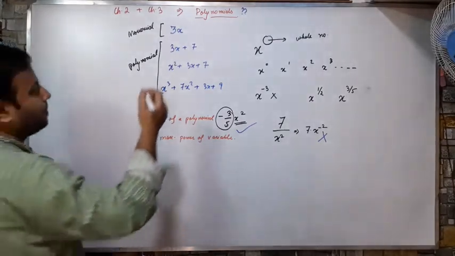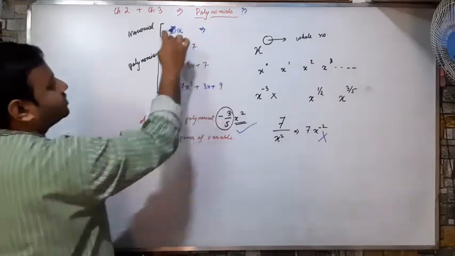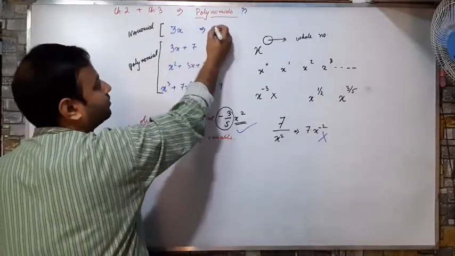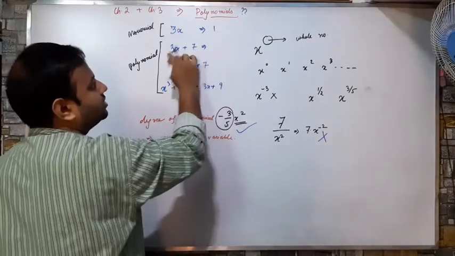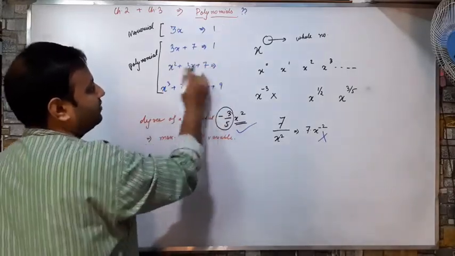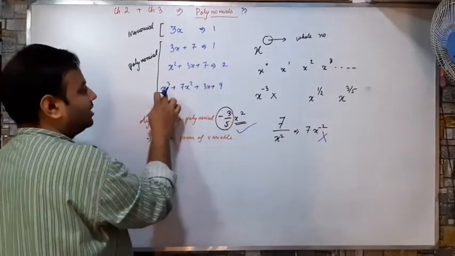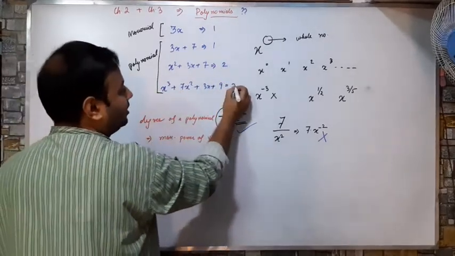For example, what is the degree of this one? The degree of this one is, I have x to the power 1, only one variable. What is the degree of this? 1. What is the degree of this? I have the maximum power as 2, so the degree is 2. What is the degree of this? The maximum power is 3, so I am getting 3.